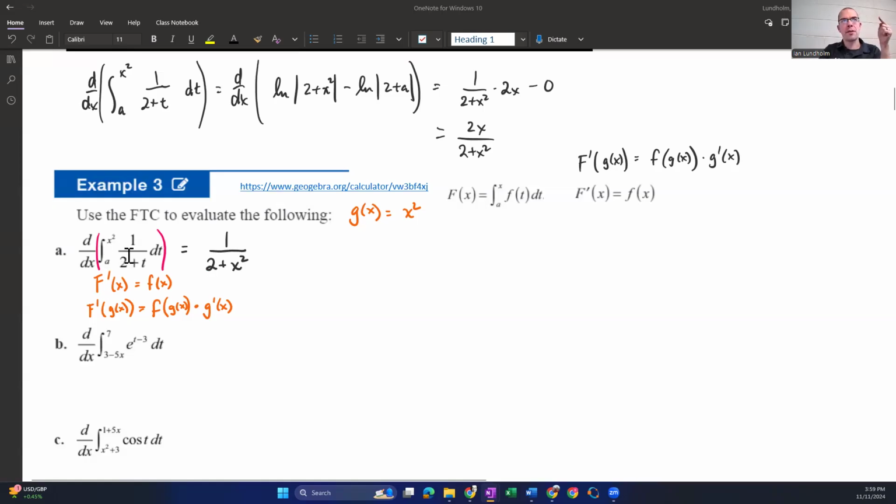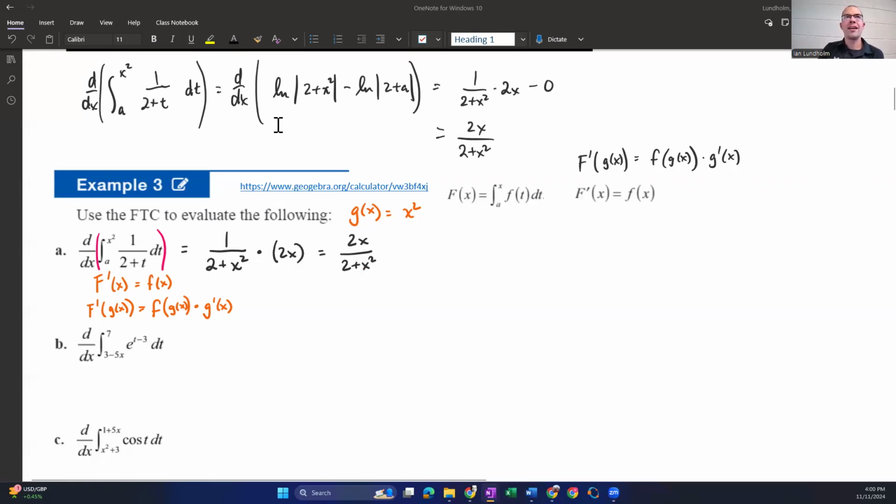But then we need to multiply times the derivative of the thing that we have in the boundary. So now we need to multiply by 2x. And so the end of this ends up being 2x over 2 plus x squared as an end result. And, I don't know if you noticed, but this has been hiding in the background the entire time.